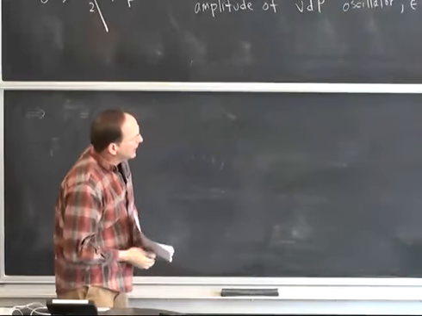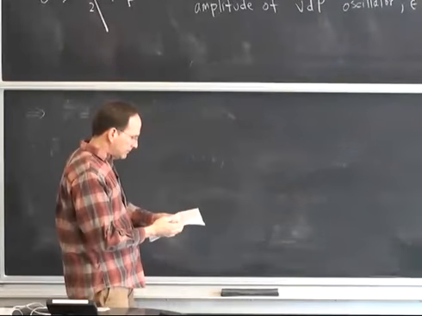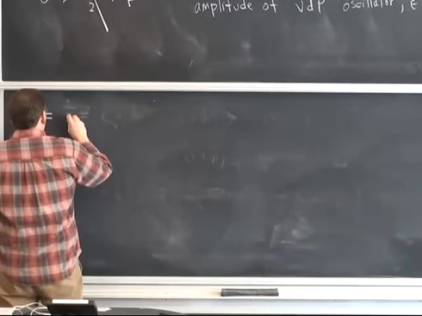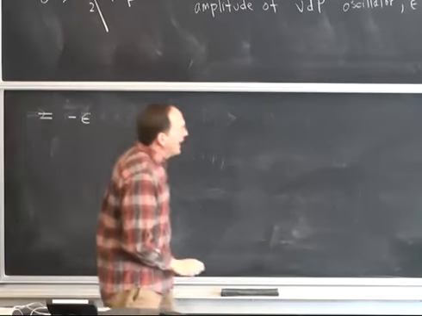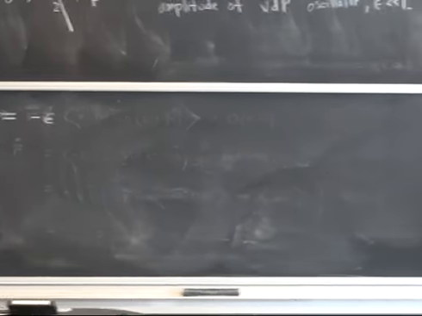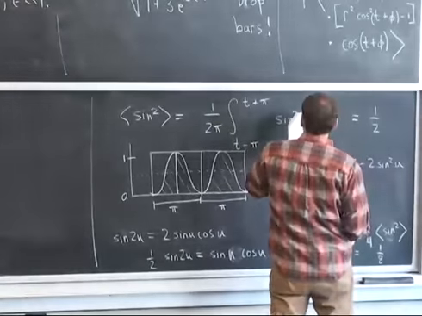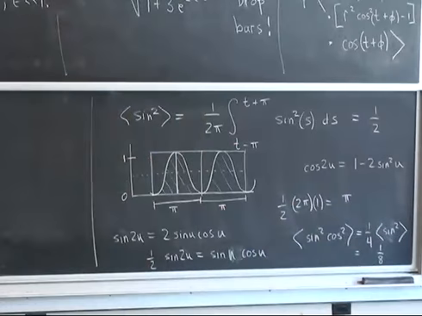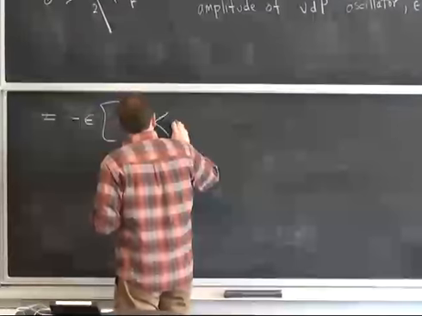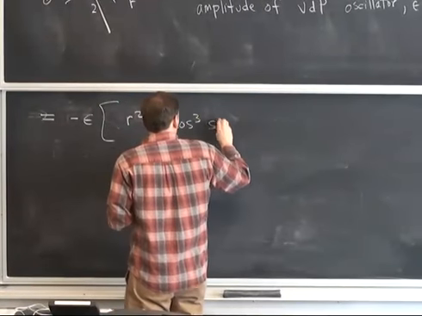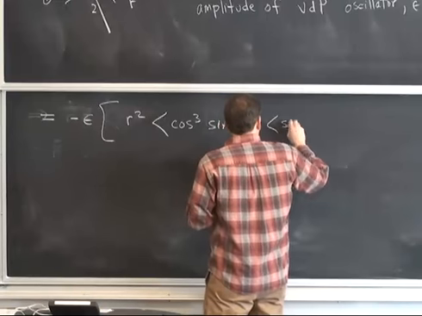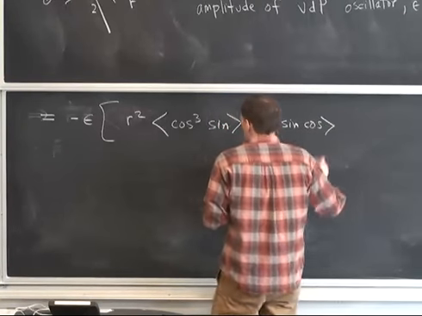So let's see, what are all those averages? I think after you clean it all up, you'll get that equals minus epsilon. Can cancel out some factors of r. There's an r in the denominator and an r up there. And looks like I'm getting minus epsilon r squared average of cosine cubed sine minus average of sine and cosine.